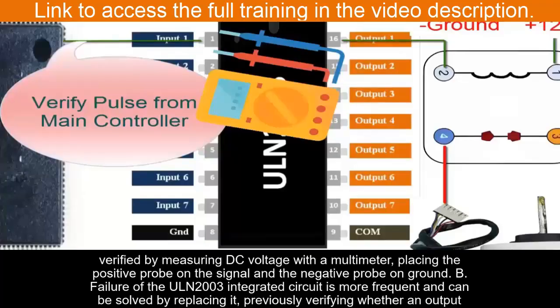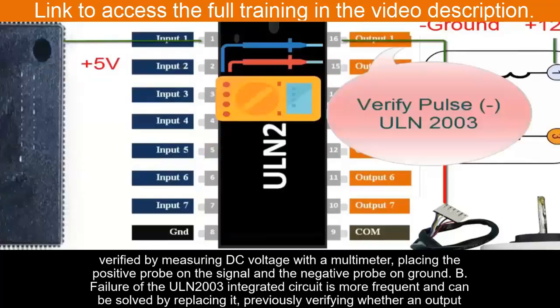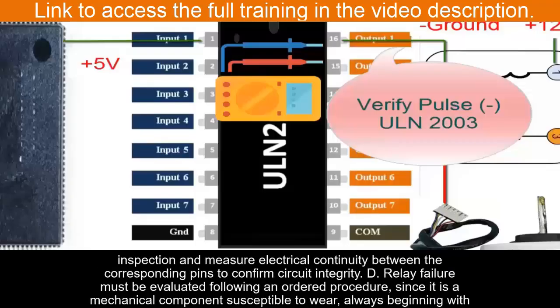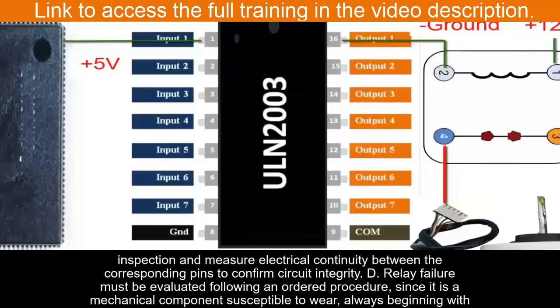B. Failure of the ULN2003 integrated circuit is more frequent and can be solved by replacing it, previously verifying whether an output pulse exists when the main controller activates it, which confirms if the IC is responding correctly. C. Failure in the output track from the ULN2003 to the coil may be due to overheating or vibrations, so it is essential to perform a detailed visual inspection and measure electrical continuity between the corresponding pins to confirm circuit integrity.